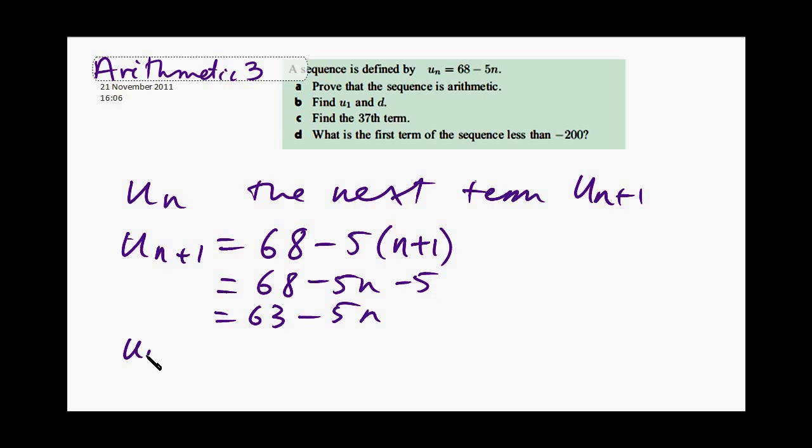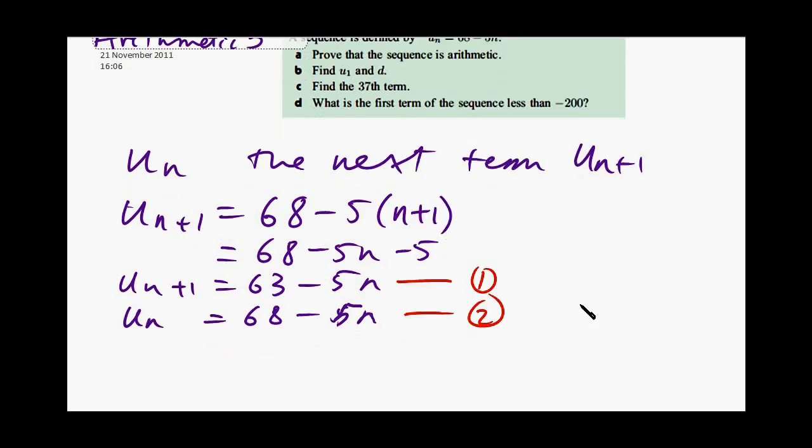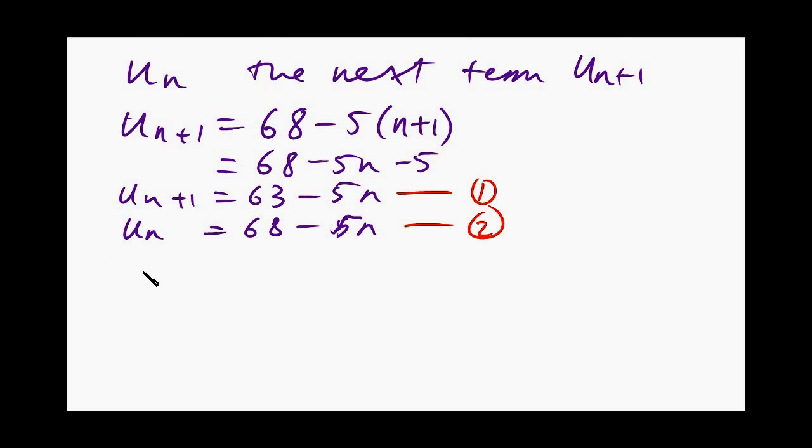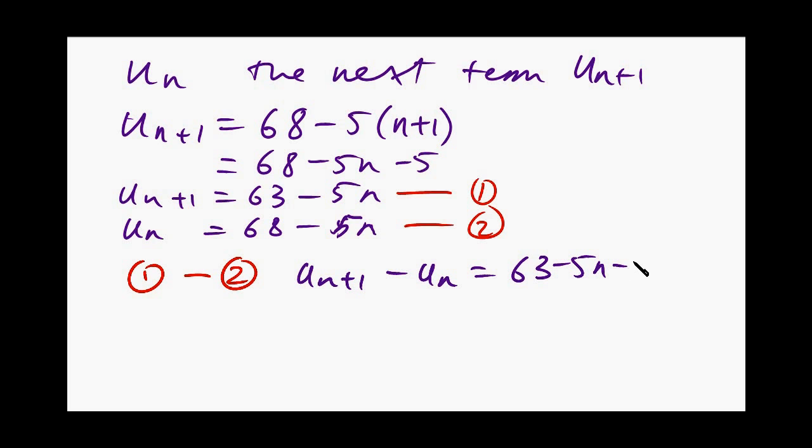Now un itself is 68 minus 5n. Now this is our next term, and that's our previous term. So let's call this equation 1 and this equation 2, remembering that this is un plus 1. What we're going to do is equation 1, the next term, minus the last term, equation 2. So un plus 1 minus un will equal 63 minus 5n minus 68.